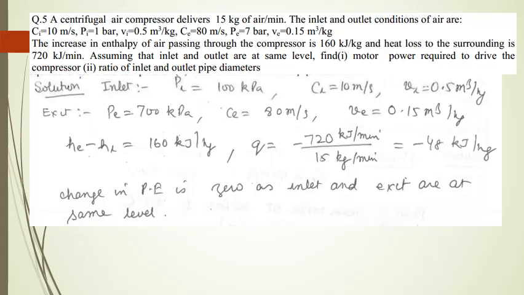Now heat loss has been written in units of kilojoule per minute. So basically this heat loss, that is minus 720 kilojoule per minute, has to be divided by the mass flow rate, that is 15 kg per minute, and we get the value of Q equal to minus 48 kilojoule per kg. Change in potential energy is 0 as the inlet and exit are at the same level.